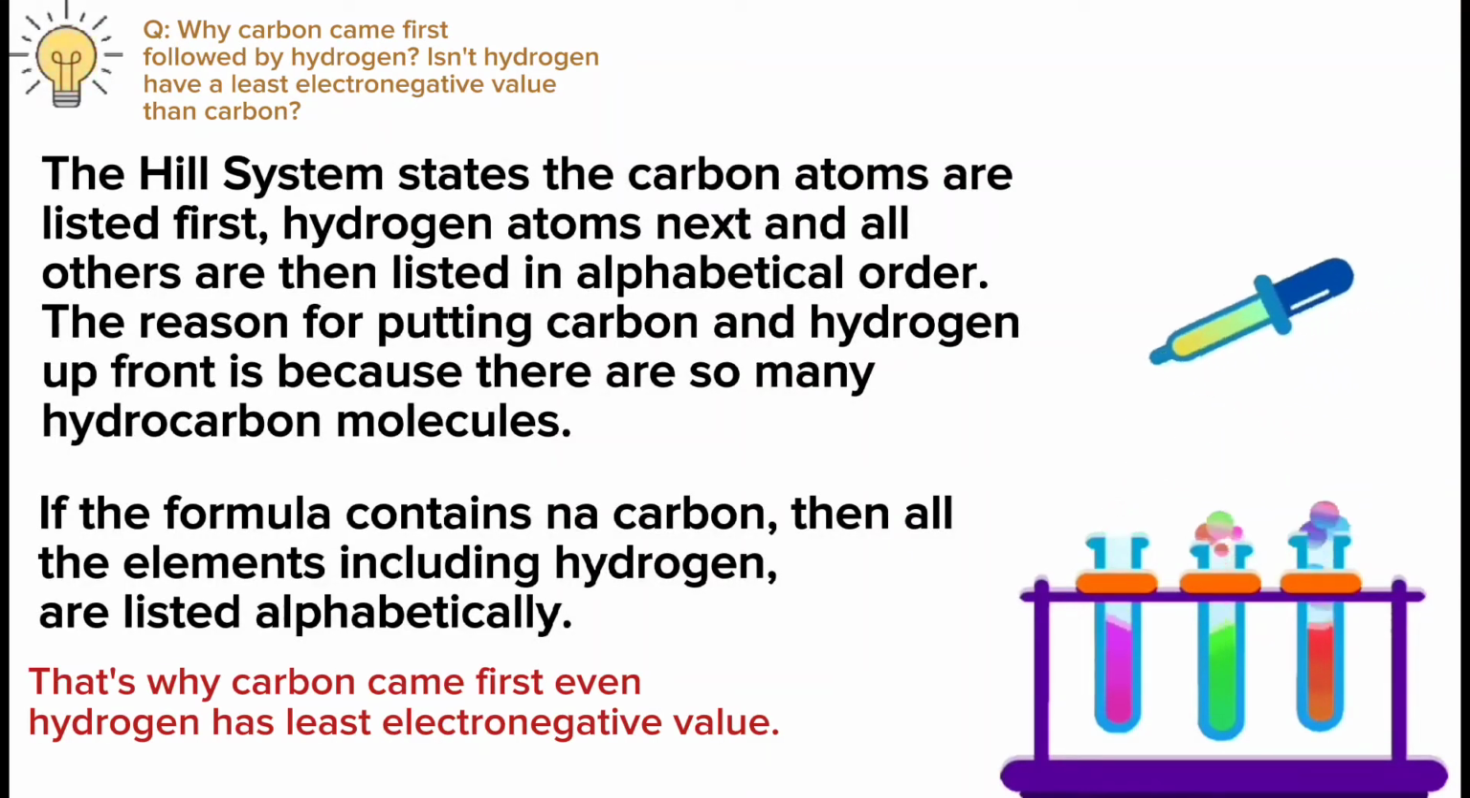In ascorbyl palmitate, the Hill system states the carbon atoms are listed first, hydrogen atoms next, and all others are then listed in alphabetical order. The reason for putting carbon and hydrogen up front is because there are so many hydrocarbon molecules. If the formula contains no carbon, then all the elements including hydrogen are listed alphabetically.